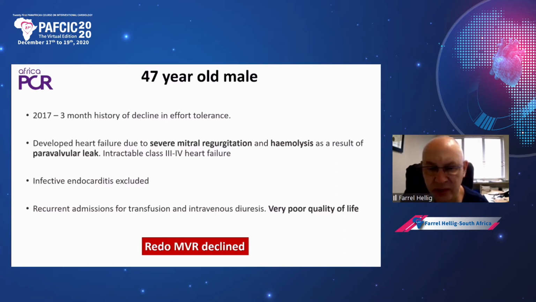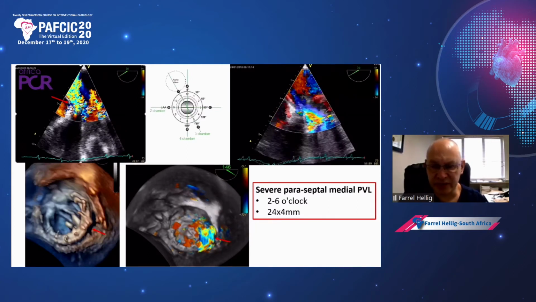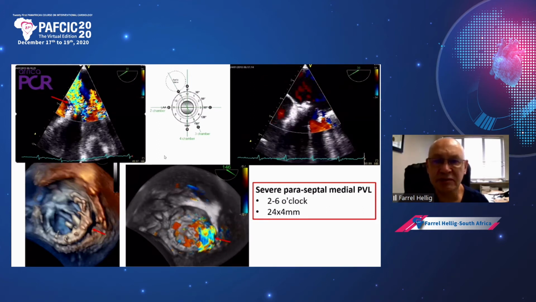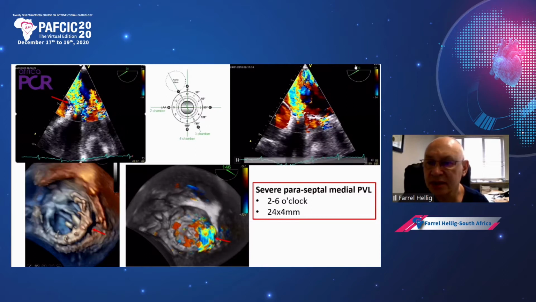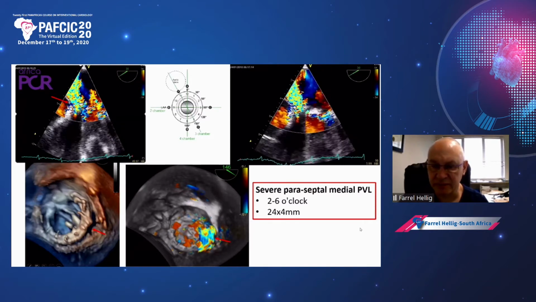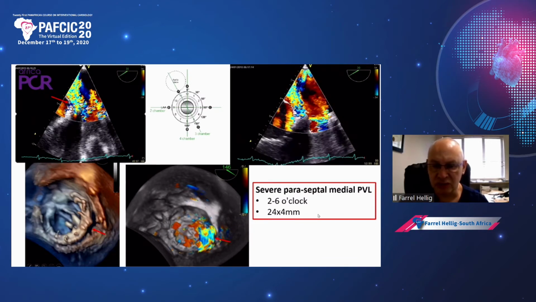So I think we can all agree that a fourth surgery, after the last two surgeries were very complicated, with some complications of the second surgery including stroke, was very high risk. So this is the echo which demonstrates a severe paraseptal, medial paravalvular leak. I just want to change my view so I can get better visualization of my screen. The leak extends from 2 to 6 o'clock, measuring 2 by 4 millimeters.